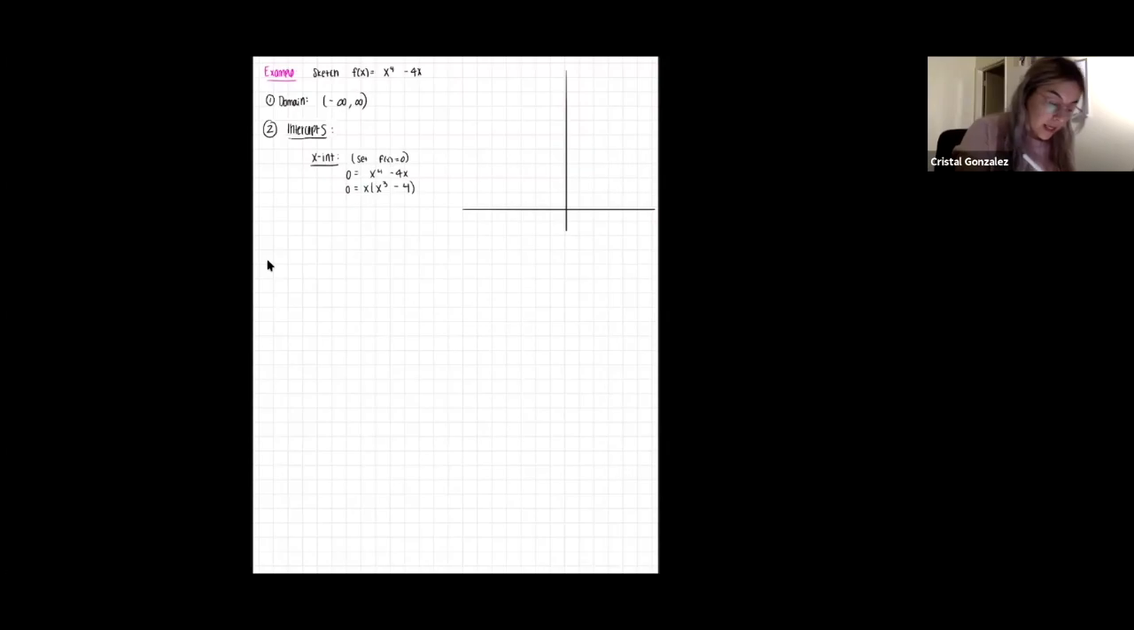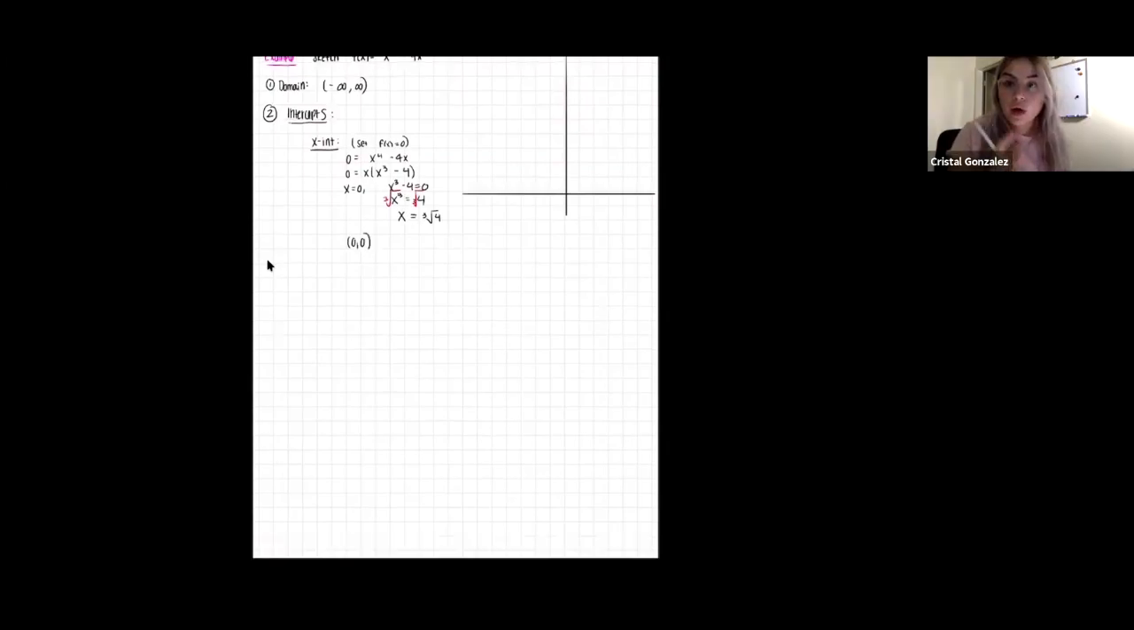And so then I get two x-intercepts. I get x equals 0, and then I get x cubed minus 4 equals 0, which means that my last x-intercept is, I'm going to take the cube root of both sides, just quickly doing some algebra. So x equals the cube root of 4. So I have two x-intercepts from here. So my x-intercepts are actually (0, 0) and then (cube root of 4, 0).